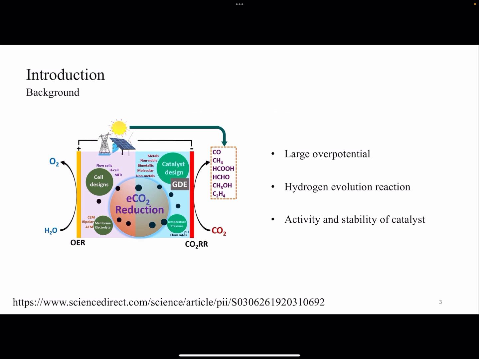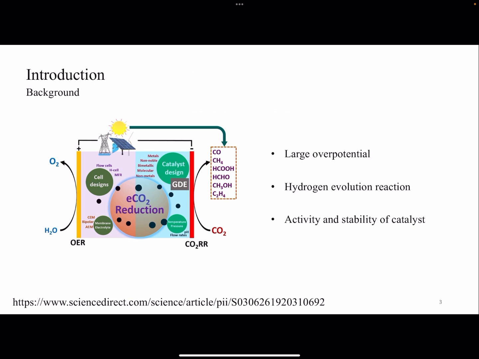As we know, the electrochemical CO2 reduction reaction is a highly promising technology. By using renewable energy, we can convert CO2 into valuable carbon-based products, effectively closing the carbon cycle. And in this research, we will focus on the production of syngas, which is CO and hydrogen. Syngas is an essential industrial feedstock for C1 chemistry.